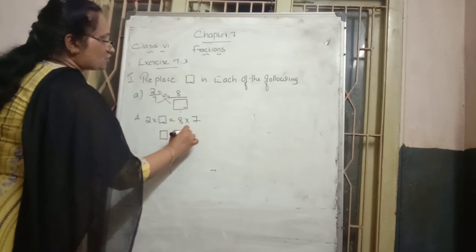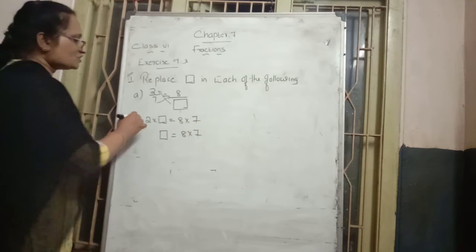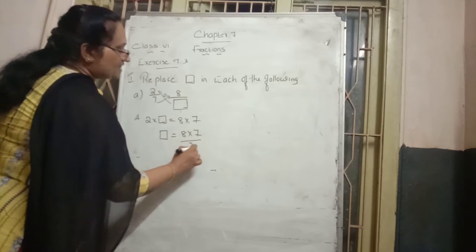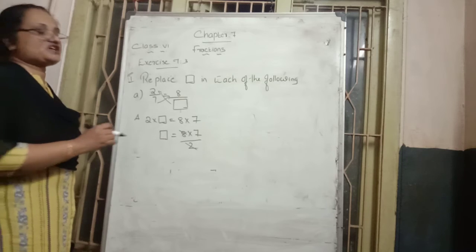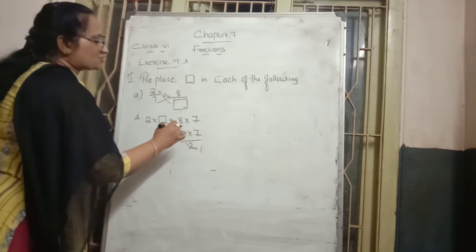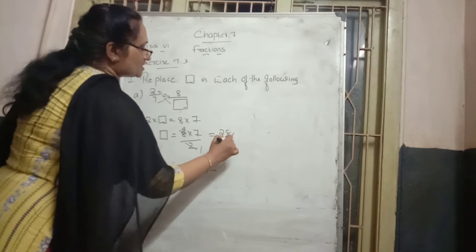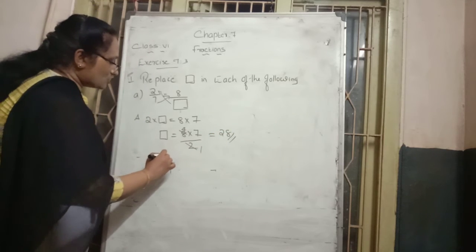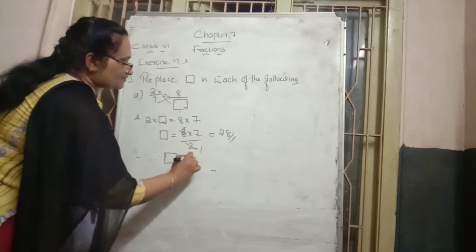2 is sent to the opposite side. Already 8 into 7 is on the right side, so 2 goes to the right side and comes to the denominator. See, 2 and 8 cancel. The same number cancels, same table. 2 table: 2 ones are 2. 2 table: 2 fours are 8. So 4 into 7 becomes how much? 28. So the box value, therefore, what value can we insert in our box place? 28, we can insert that.